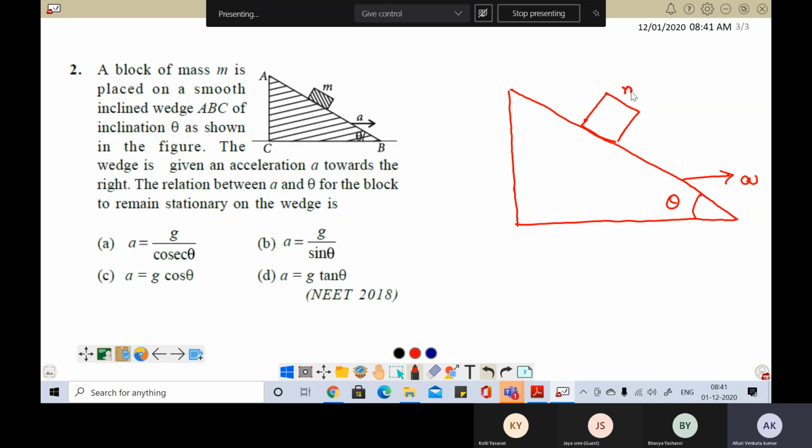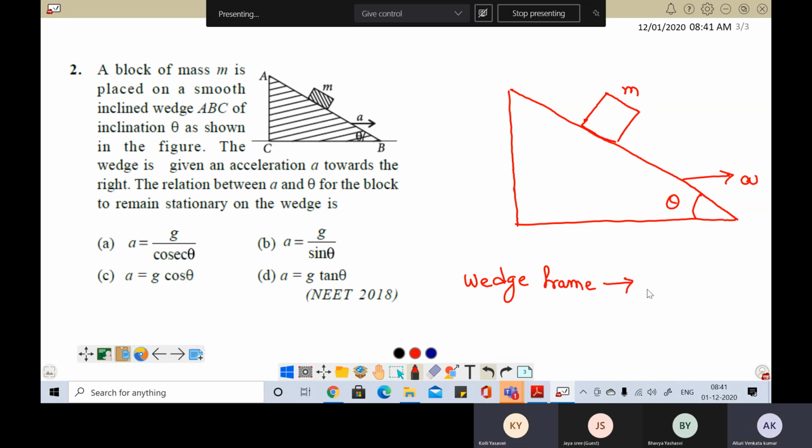Now this wedge is in motion with some acceleration, correct or not? Now which frame is this? Is this wedge frame called an inertial frame or a non-inertial frame?